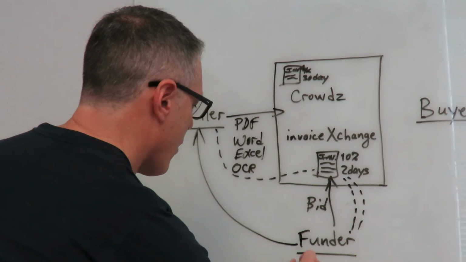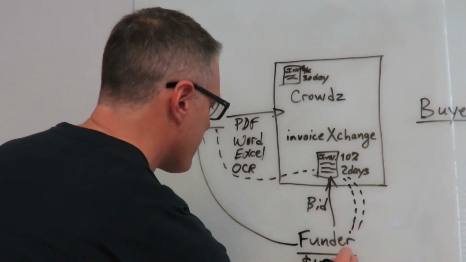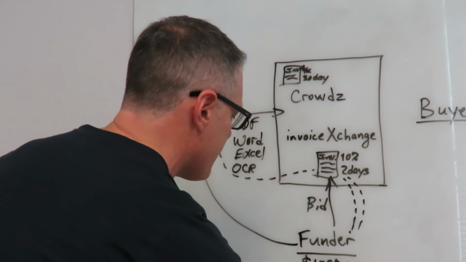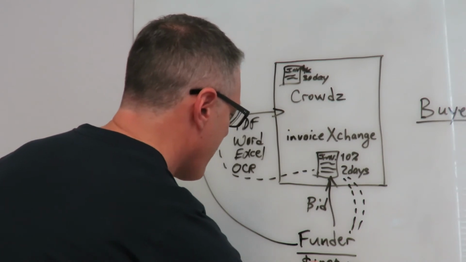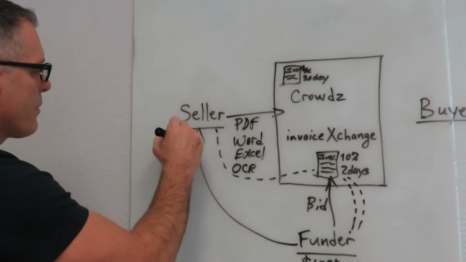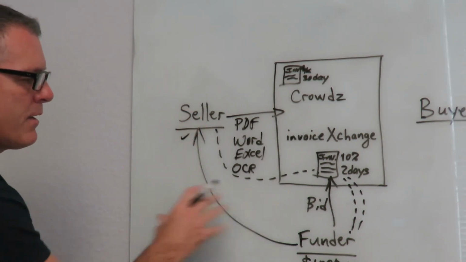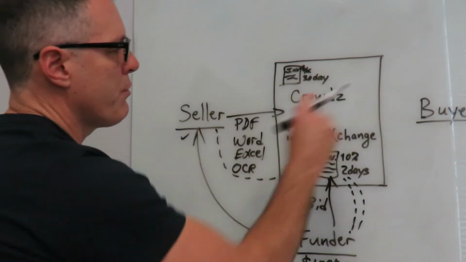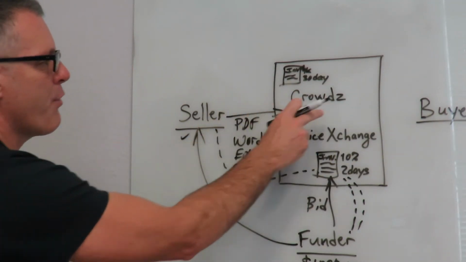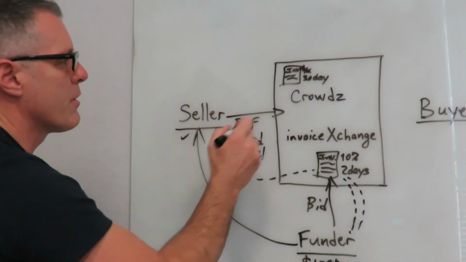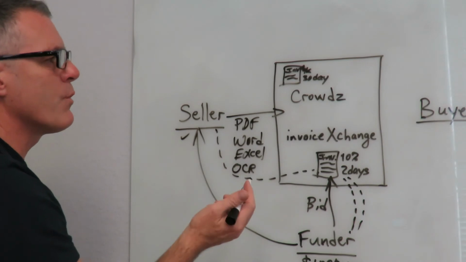So in this case, our invoice was for $1,000 US. Their bid at 10% gives them a $900 fund. So they send this $900 to the seller, who receives it in their bank account, and everything is done for the funder. Now we have to go through the reconciliation process, because at 30 days, the buyer then has to make the payment back to the seller per the terms of the original invoice.